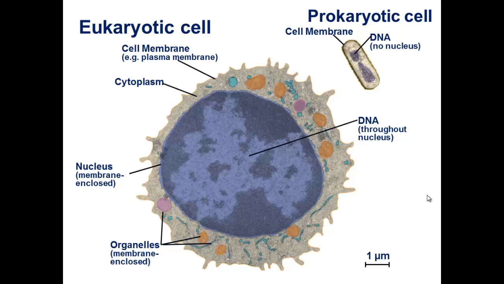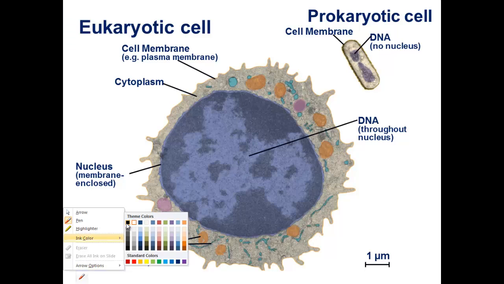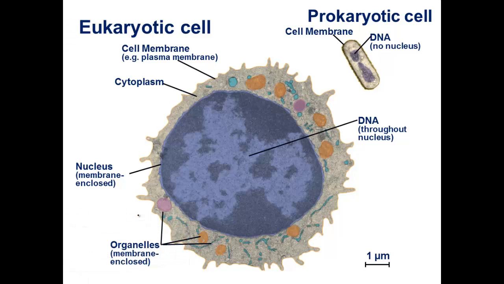Here we have 2 electron micrographs. Those are pictures taken with an electron microscope. In this case, specifically a transmission electron microscope. I can tell it's a transmission electron microscope that took these pictures because we can see internal structures.